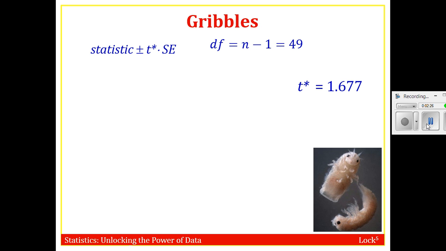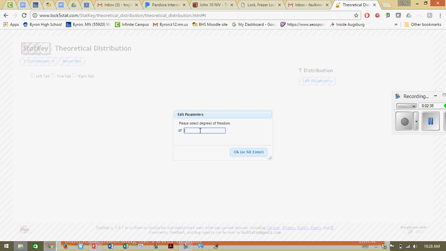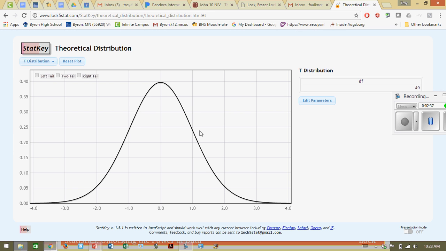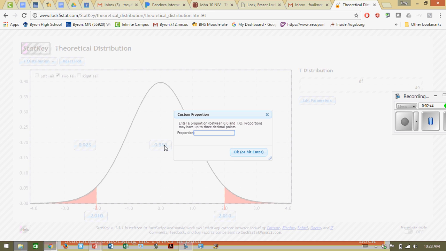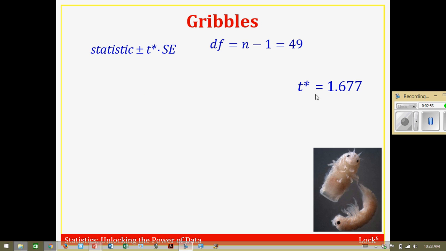So how do we get that? Let me show you. We'll go to StatKey, go down to theoretical distributions, and hit t for our t distribution. We'll type in our degrees of freedom, which we said was 49. We'll do our two-tail because we're doing a 90% confidence interval, so I'll click in the center box and hit 0.9 for 90%, and these numbers down here at the bottom are the t star, so 1.677. So that's how we got this 1.677.